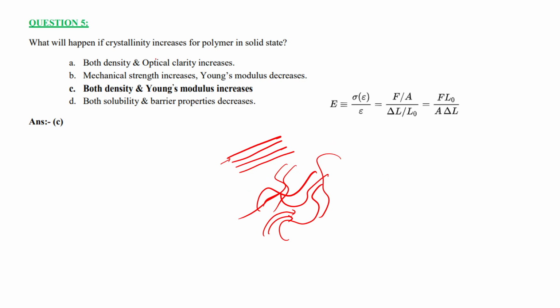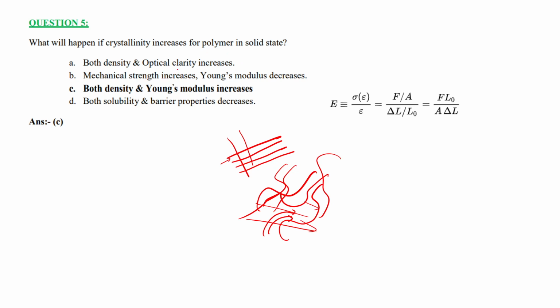Now if we consider that, both density and optical clarity increase? Density is obviously going to increase, but optical clarity cannot increase, because if it is ordered like this and more dense, then penetrating this material by photons or light is hard, as it is more dense and less porous. But for a substance that is less ordered, light can easily go through. So this cannot be true for this polymer.